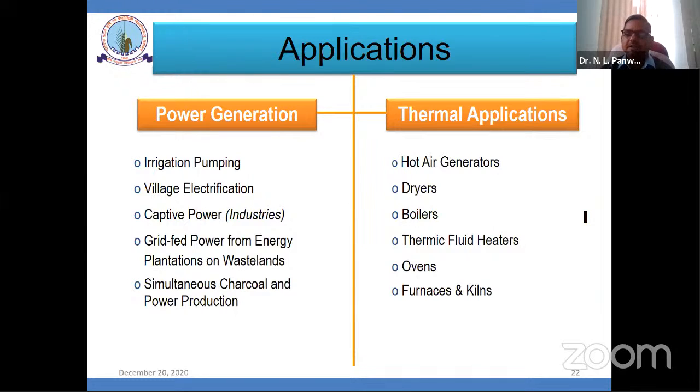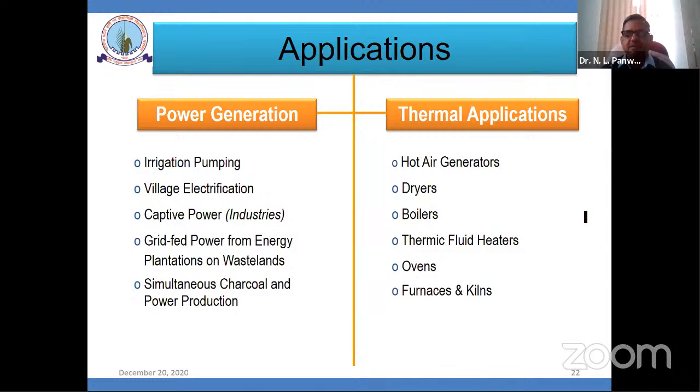And for thermal application, because we are also dealing with the agriculture sector, you can generate hot air, and that hot air can be passed through the dryer to dry the agriculture produce. In a dryer, usually agriculture crops or produce are dried in the range of 60 to 70 degrees Celsius. So we can dry the product and sell it in the market. This is a kind of value addition.